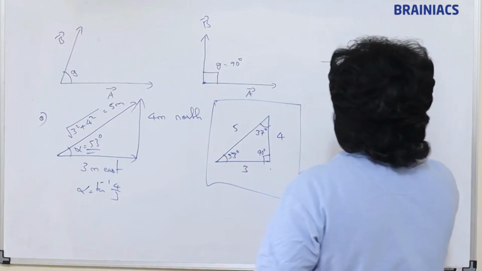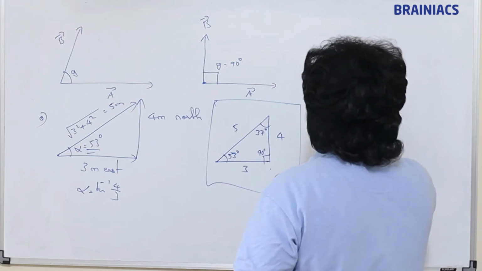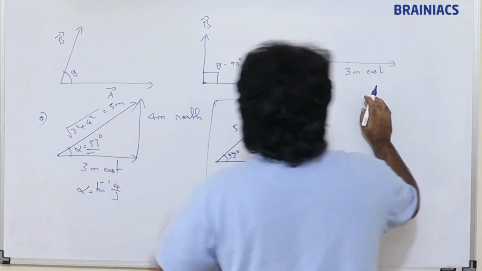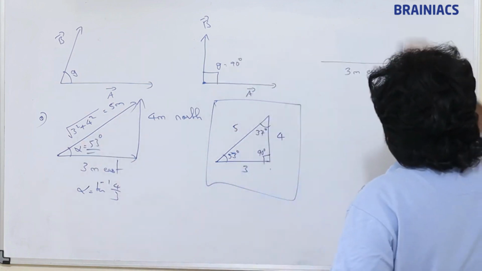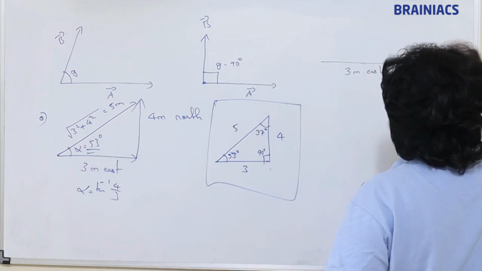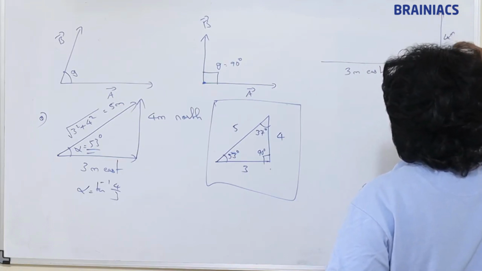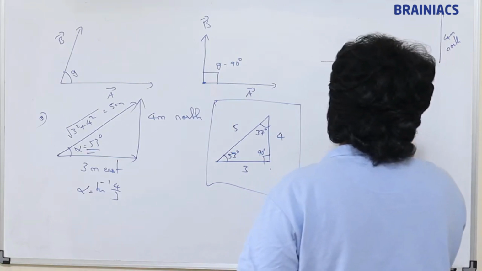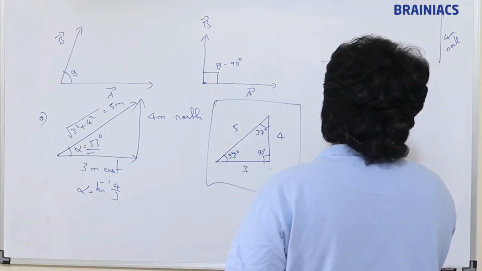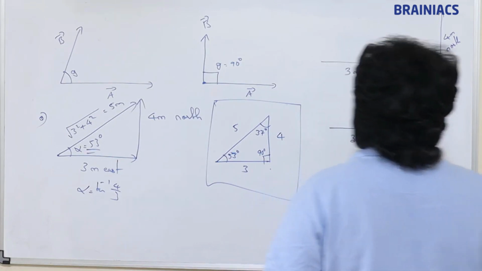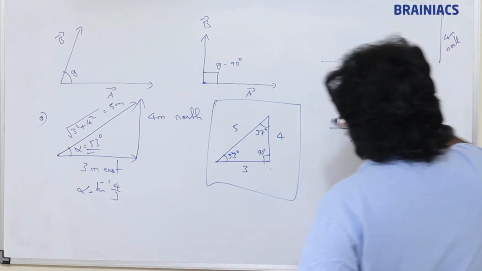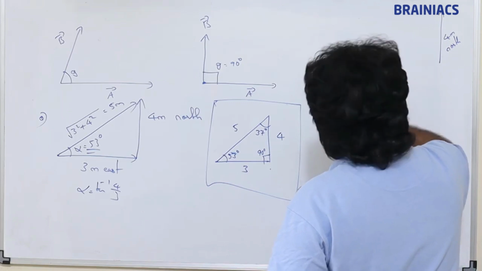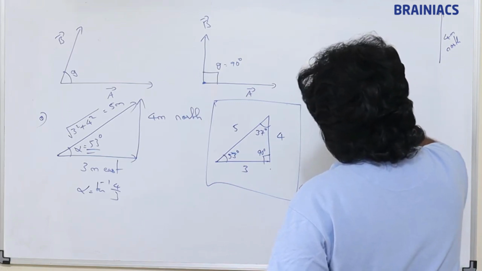Okay, this is 3 meter east and this is 4 meter north. Instead of placing it here, it is separately given, 4 meter north. So how can we arrange it if we need to solve this using the parallelogram law of vector addition? Instead of placing here, we will have to place here. So this is 4 meter north.